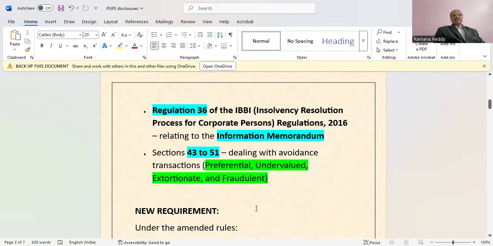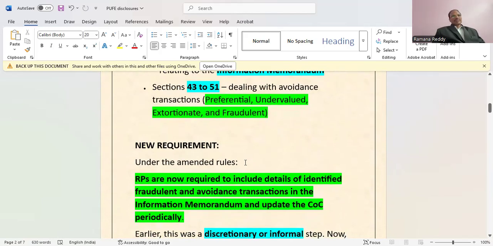What are avoidance transactions? Preferential transaction, undervalued transaction, extortionate transaction, fraudulent transaction. These are all avoidance transactions, Section 43 to Section 51 of the IBC.